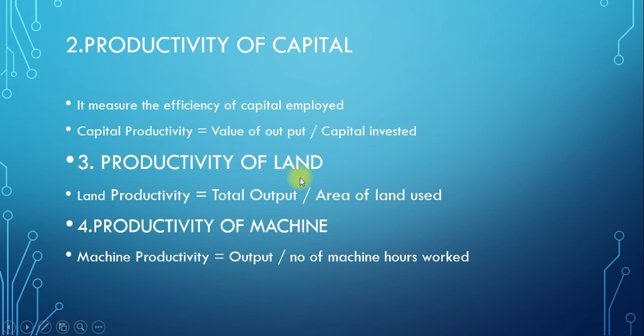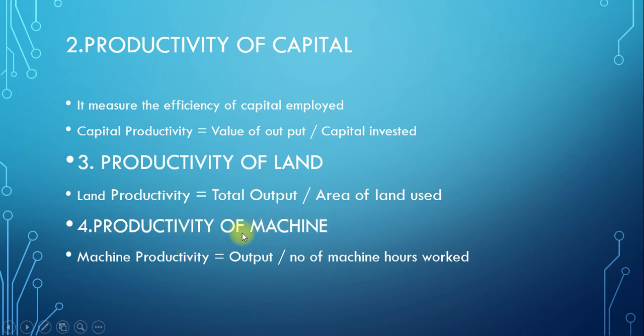Next one is productivity of land. Generally in industry, in towns and cities, land is very costly, and it is a very costly factor involved in our business process. So we measure land productivity also with an equation. How can we measure this land productivity? LP, meaning land productivity, is equal to total output upon area of land used, meaning the area which is used for manufacturing.